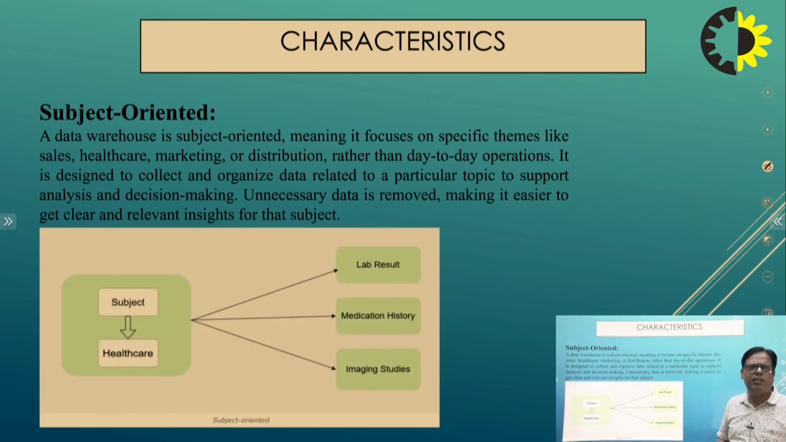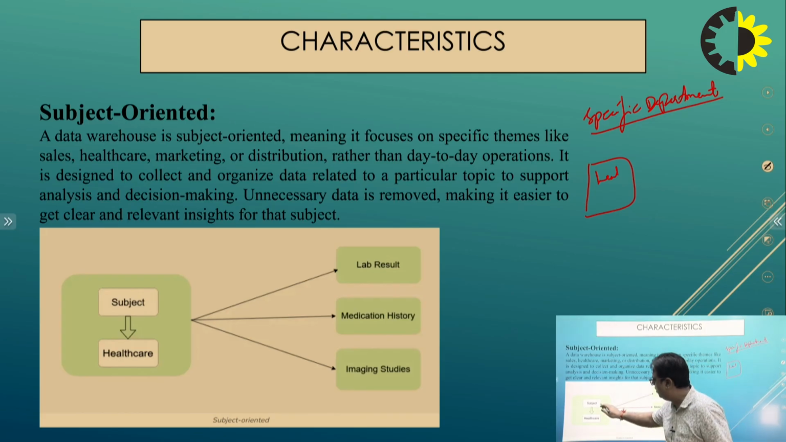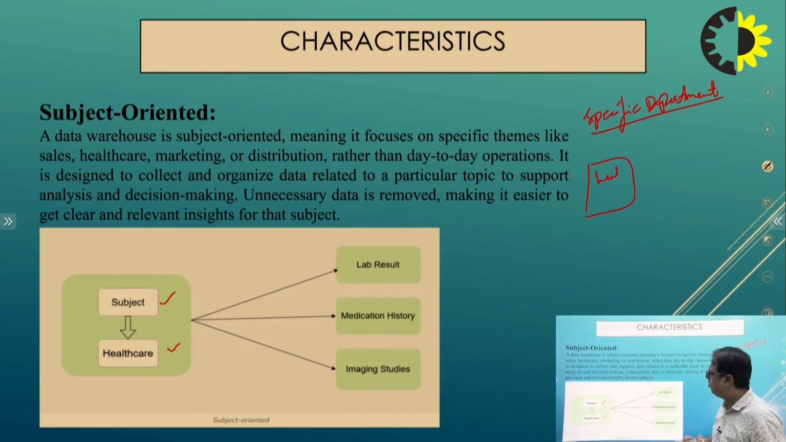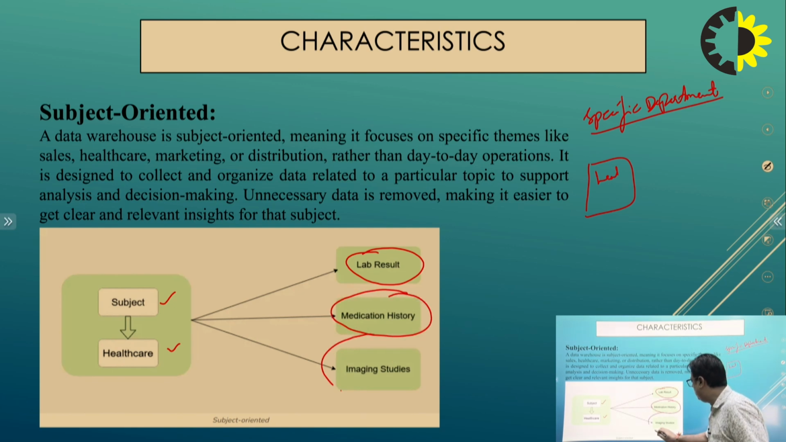Subject oriented. What is the subject oriented characteristic in a data warehouse? Subject oriented means it focuses on a specific department. For example, if we have a data warehouse for healthcare, the subject is healthcare, and the subject oriented characteristic basically defines the first point as lab results, second is medication histories, and third is imaging studies.